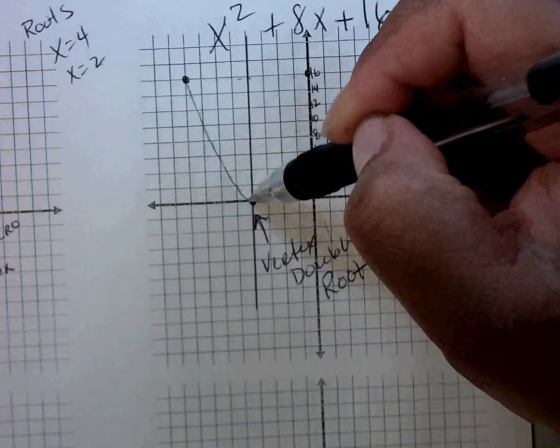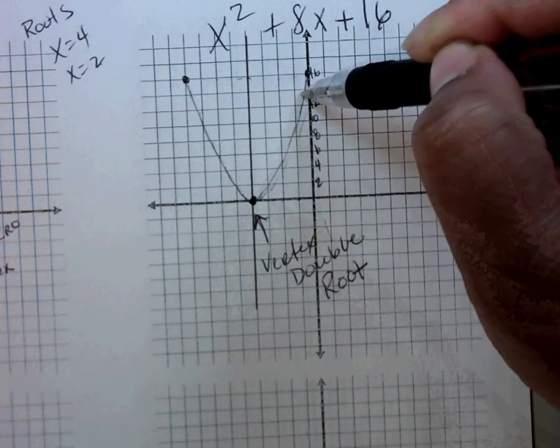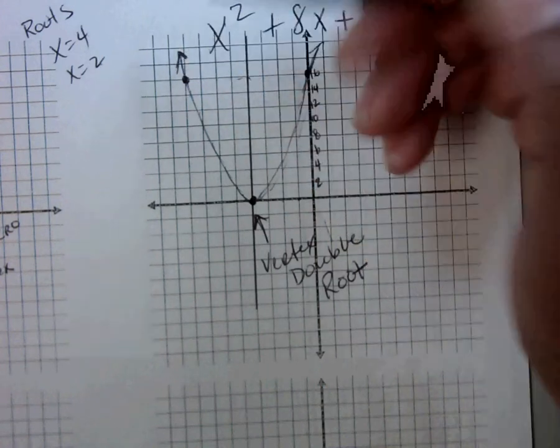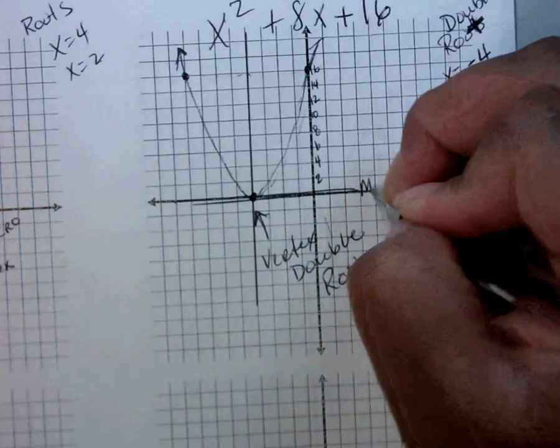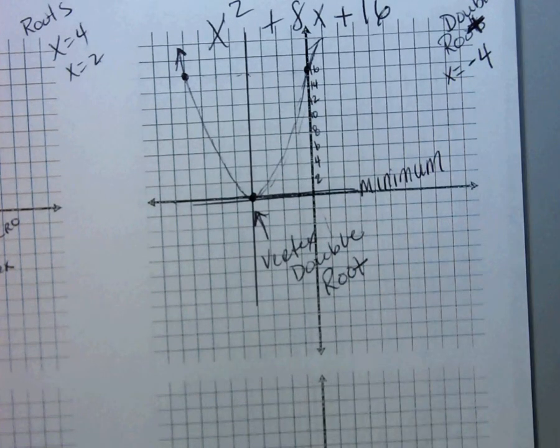And we're done. Is this a minimum or a maximum? I heard maximum and I heard min. So which one is it? It's a minimum. It is a minimum. Any questions so far?